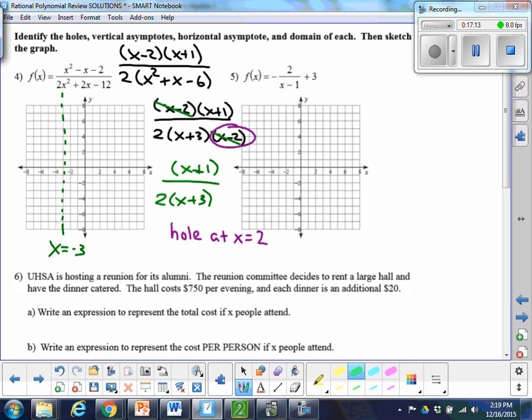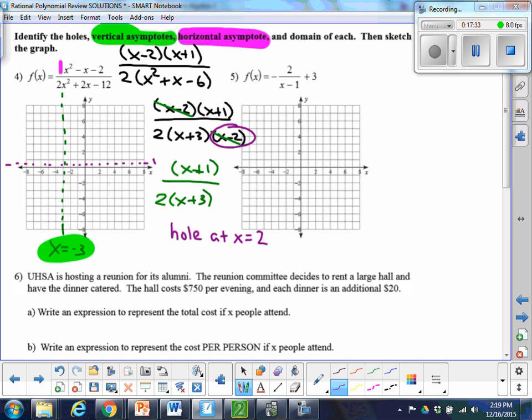Okay, so we just got our vertical asymptote. Let's get the horizontal now. Horizontal deals with the degrees. So since the degrees are the same, I'm going to look at the ratio of the coefficients. So it's really like a 1 over 2. So there should be a horizontal asymptote at 1/2. So just kind of carefully put that in at 1/2.